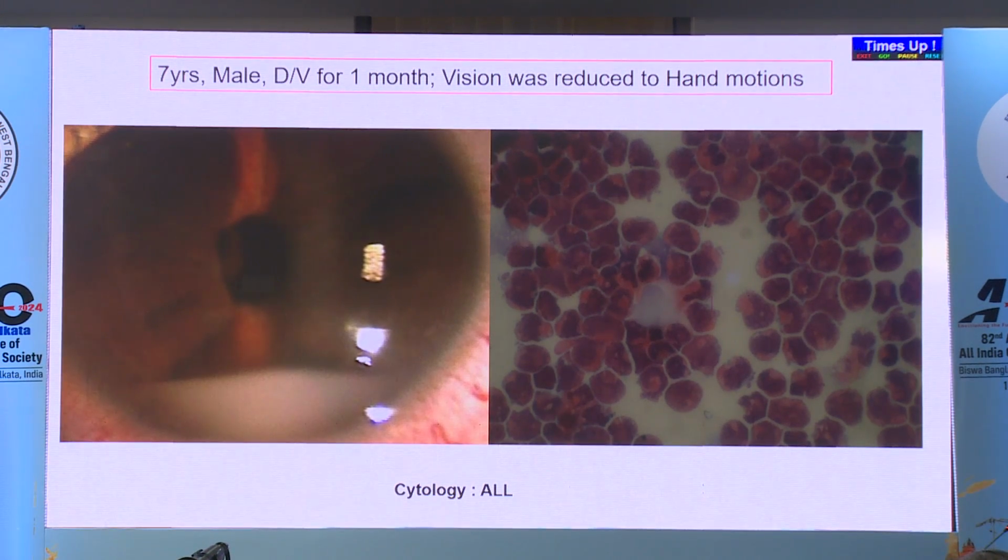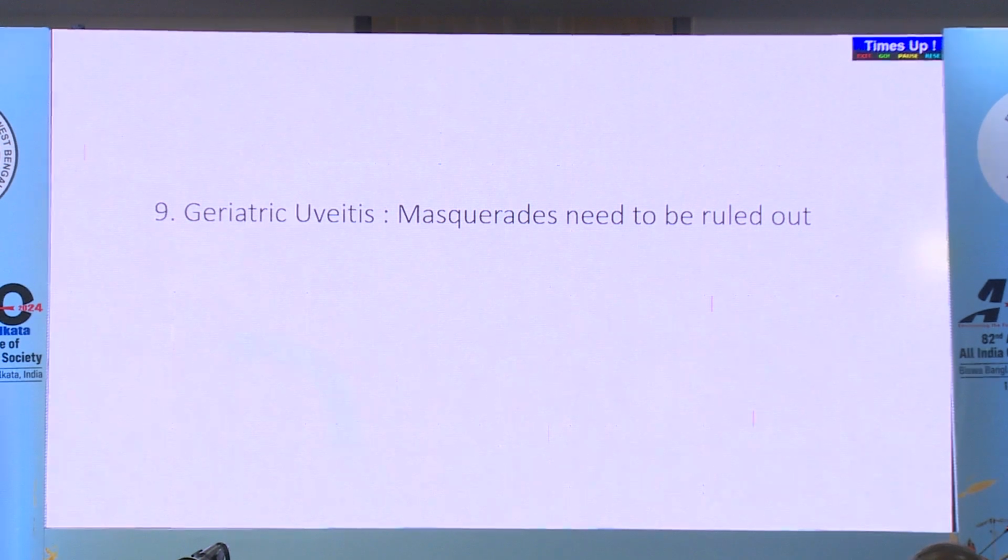Or they could have masquerades, for example, a hypopyon in a child. It's never due to inflammation. It's mostly due to masquerades which include leukemias and sometimes retinoblastomas. Geriatric uveitis. Masquerades need to be ruled out.